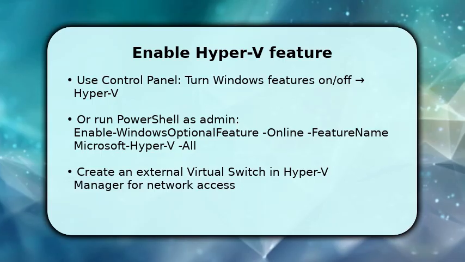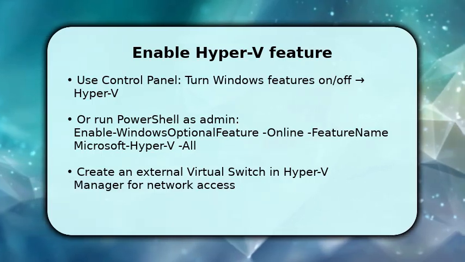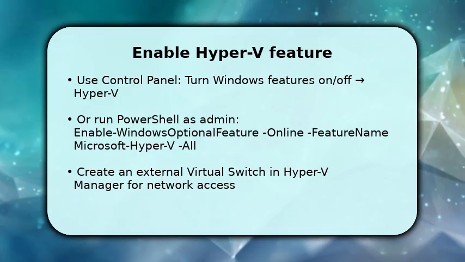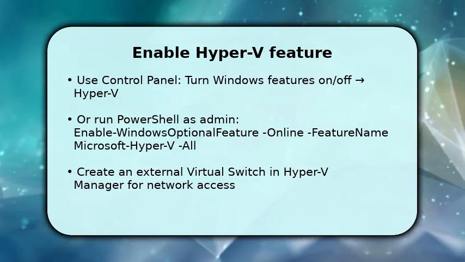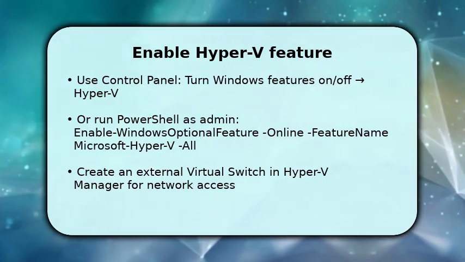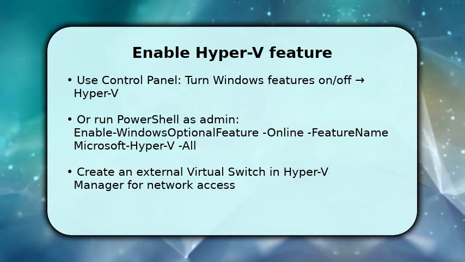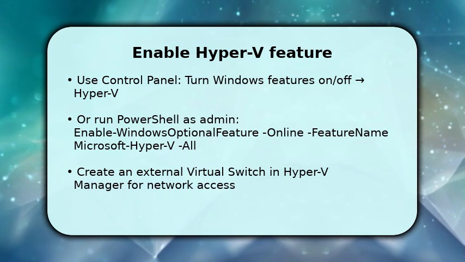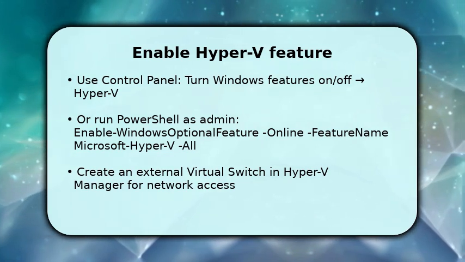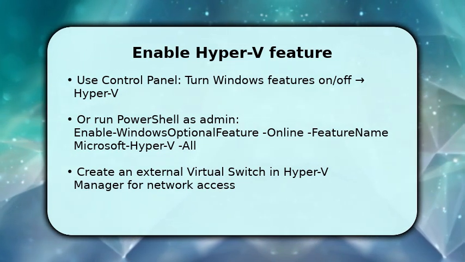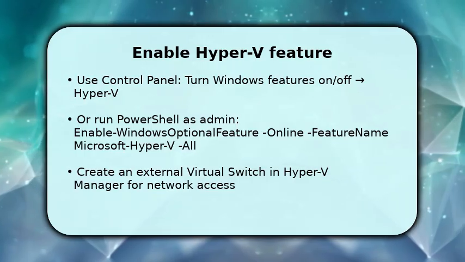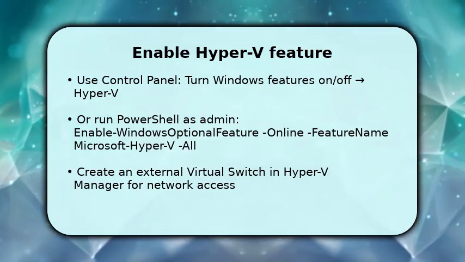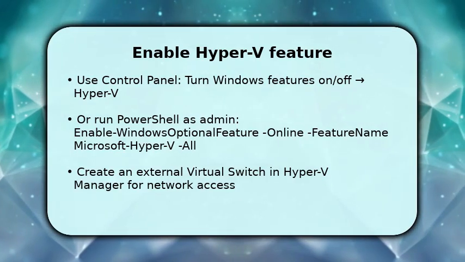Or run PowerShell as admin. Enable Windows optional feature online feature name Microsoft Hyper-V all to automate it. Once Windows restarts, open Hyper-V Manager, install the manager if not present, and create an external virtual switch so your VMs can reach the LAN. These steps set up the hypervisor and basic networking. Finish by restarting one more time to ensure Hyper-V modules load.